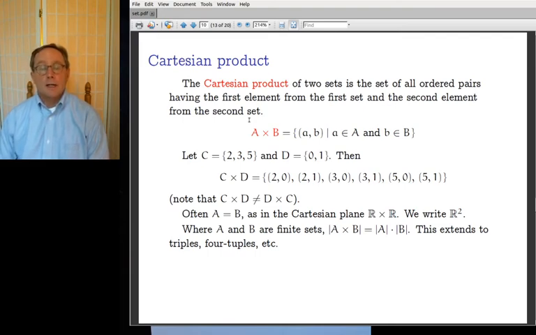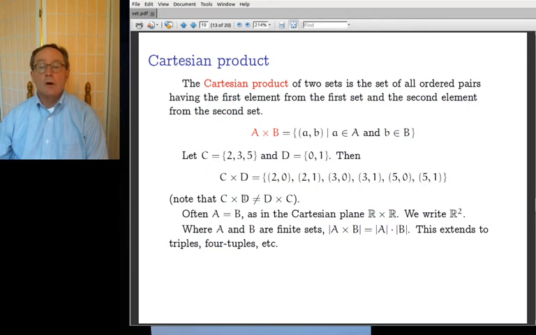The Cartesian product, again, something that folks have usually seen before, but just to establish the vocabulary here. The Cartesian product of two sets is the set of ordered pairs where the first element comes from the first set and the second element comes from the second set. So it's a set of pairs (a, b) where a comes from A and b comes from B. If you have, for example, 2, 3, 5, and you want to take the Cartesian product with 0, 1, then you get all the pairs that begin with a 2, all the pairs that begin with a 3, and all the pairs that begin with a 5.